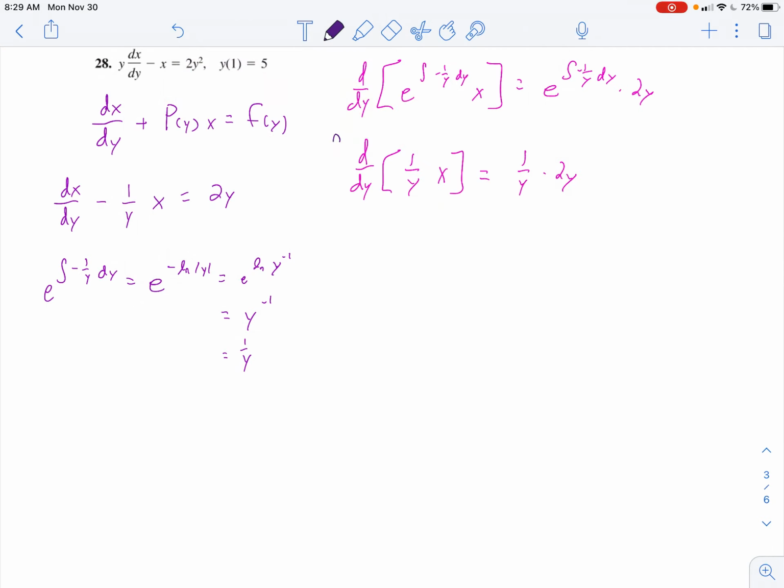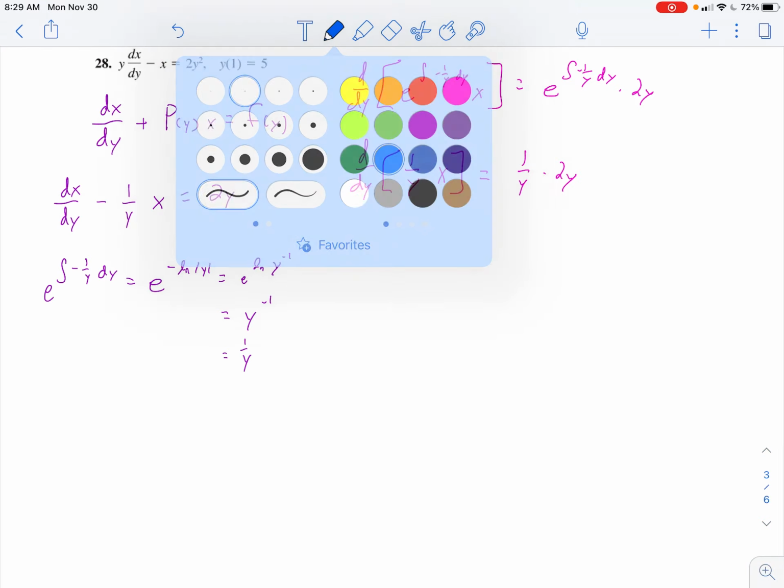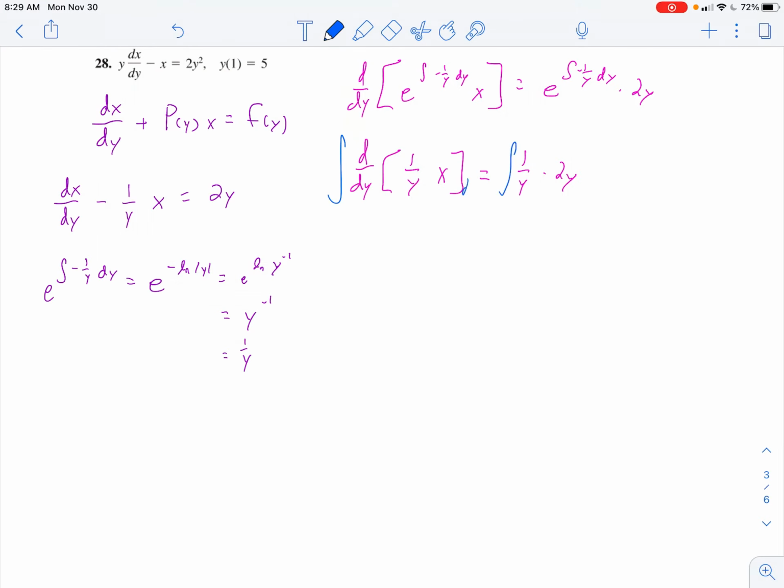Now we want to integrate both sides as well, so let me change the color to blue. We're going to integrate the left side and the right side, this time with respect to y. What's going to happen is we're left with 1 over y times x on the left-hand side. On the right-hand side, we take the integral of just 2, because the y's cancel out, dy. When we do that, we get 1 over y times x is equal to 2y plus c. Then we get rid of that 1 over y by multiplying everything by y. So x is equal to 2y squared plus cy.